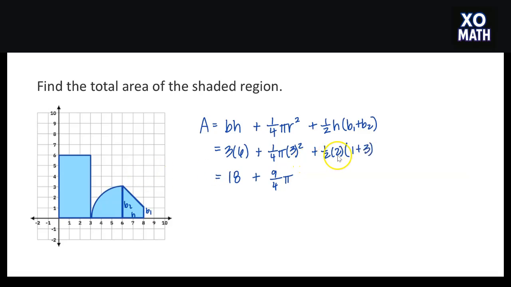So the 1/2 times 2 is just 1, and 1 plus 3 is 4, so we have a total of 4. And we can add the like terms, so we have 22 plus 9/4 pi, or 9 pi over 4. Now to wrap up, just to be clear, we also could have thought about the trapezoid as a rectangle and a triangle and done each one separately.